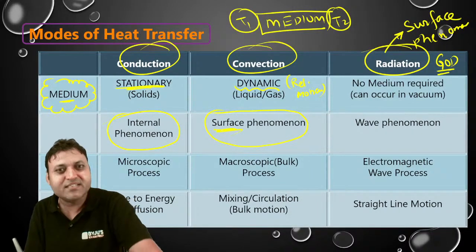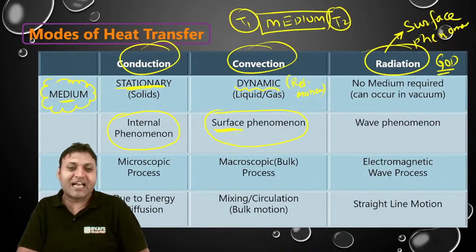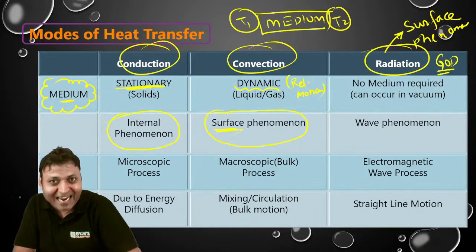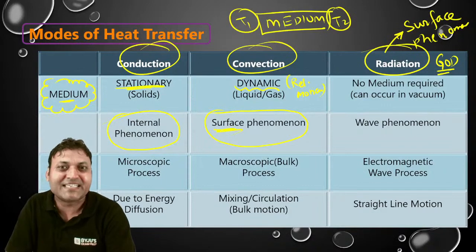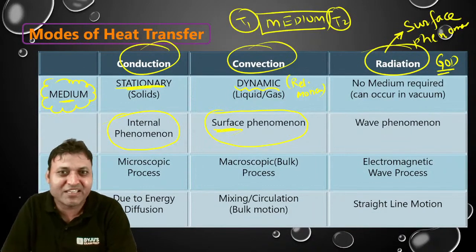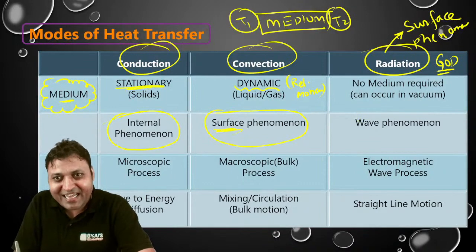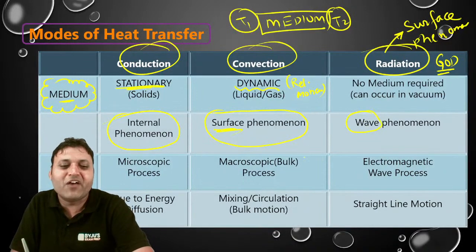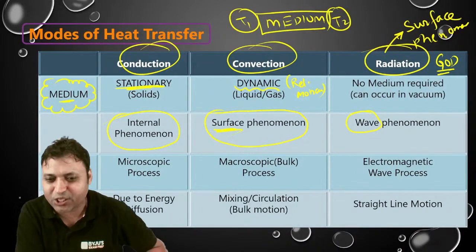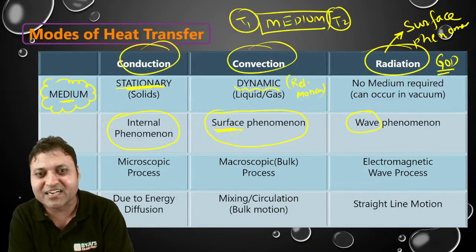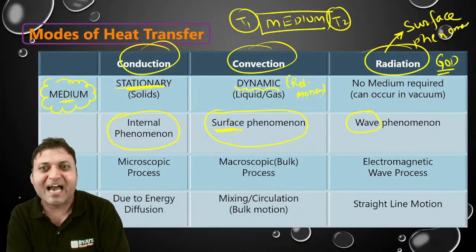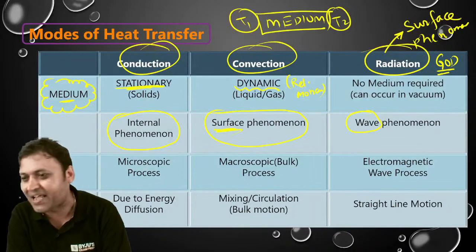We can visualize convection, we can see it happen with our naked eye, because it has relative motion. There will be motion in the fluid. And radiation is treated as a wave phenomenon. According to Maxwell theory, the radiation occurs in the form of waves which are characterized by their wavelength.